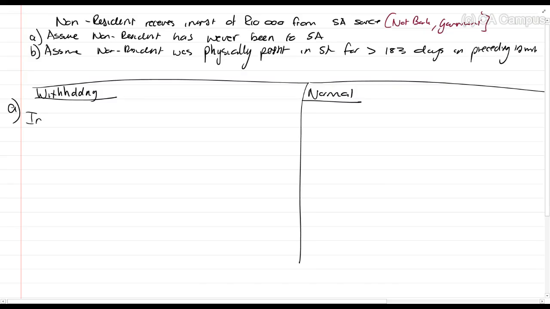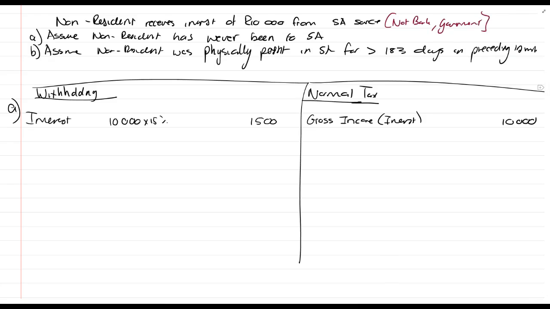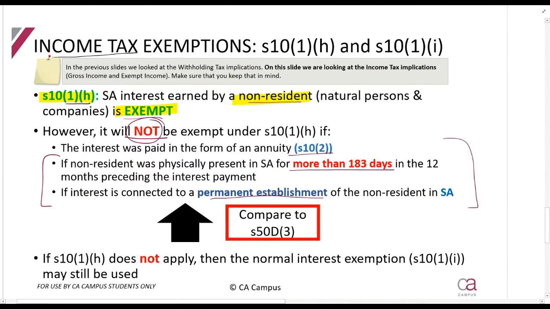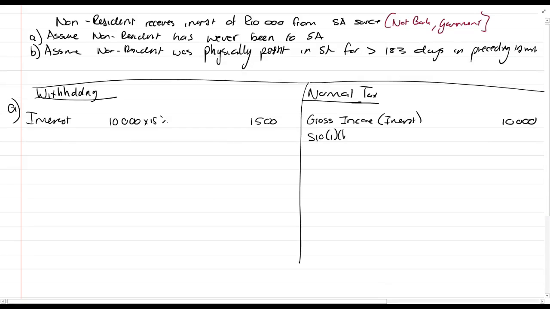So this is what will happen. Withholding tax on interest: 10,000 times 15%, 1,500. Normal income, normal tax implications. You have gross income, the interest of 10,000 rands. And I'm reminding you, section 10(1)(h) just says, if a non-resident receives interest, it's exempt, unless this applies, but that does not apply. So section 10(1)(h) applies, and it is exempt. So what's the net effect? The net effect is that this person paid withholding tax of 1,500 only.